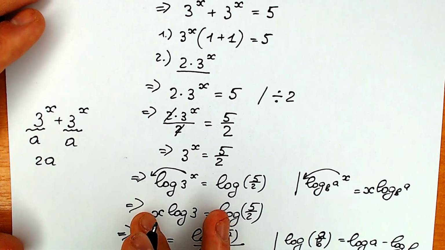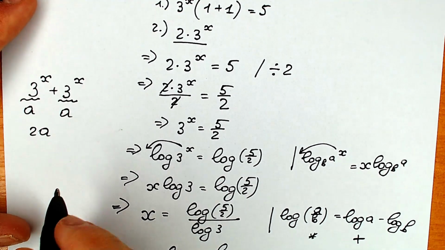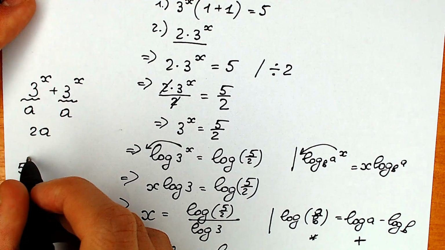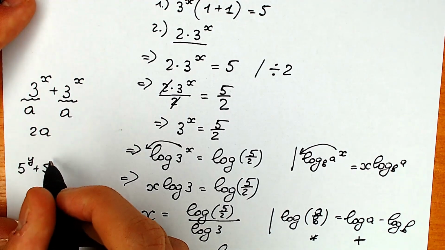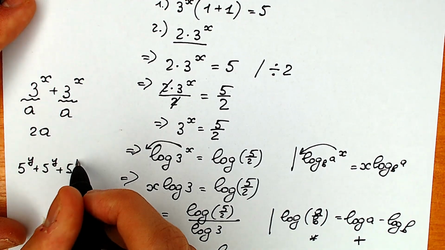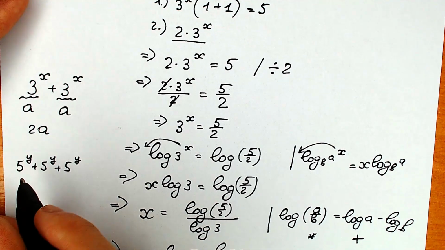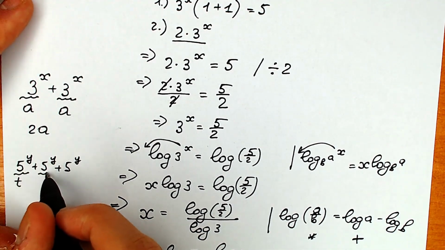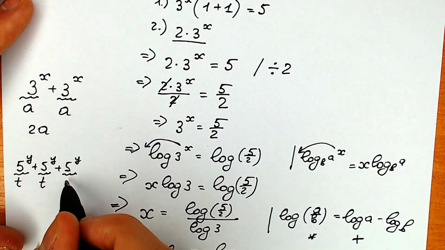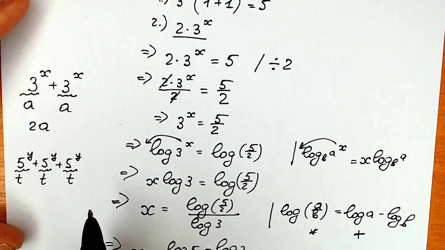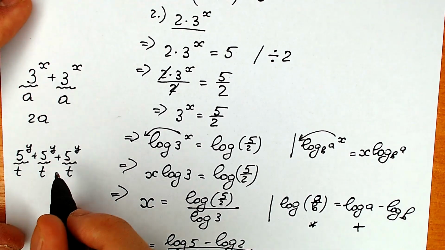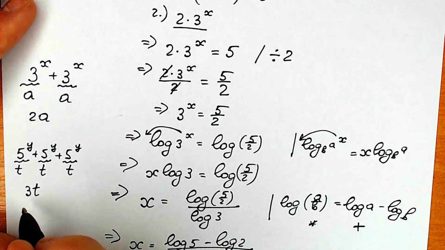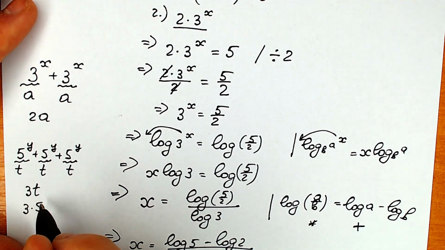So for example, we have 3 values and you're confused about it. For example, let's go with 5 to the power y plus 5 to the power y plus 5 to the power y. A lot of students are confused about it, but this is absolutely the same expressions. So for example, this is our t, this is our t, and this is our t. So we are talking about t plus t plus t equal to 3t, but t equal to 5 to the power y, so we have 3 times 5 to the power y.